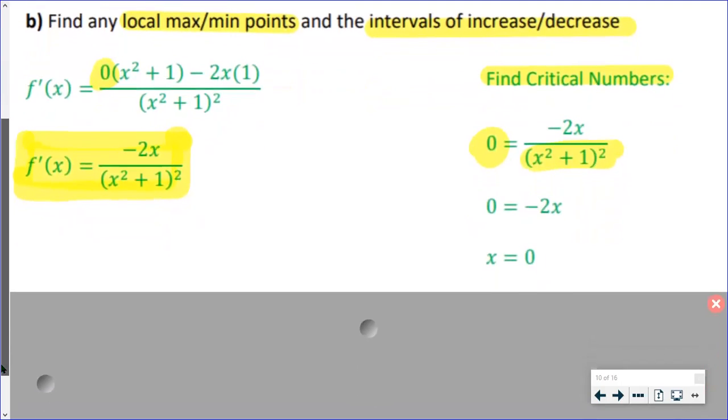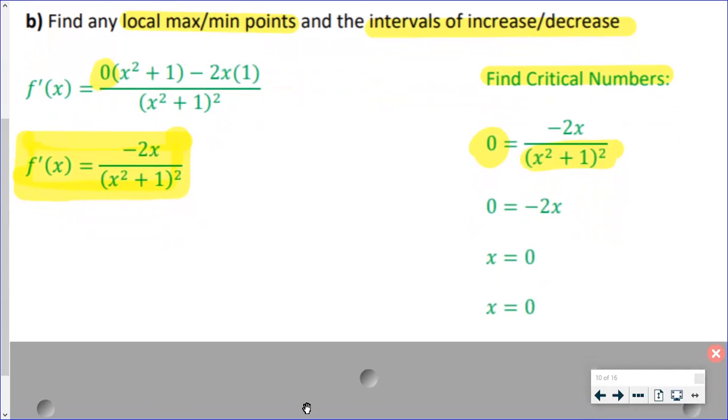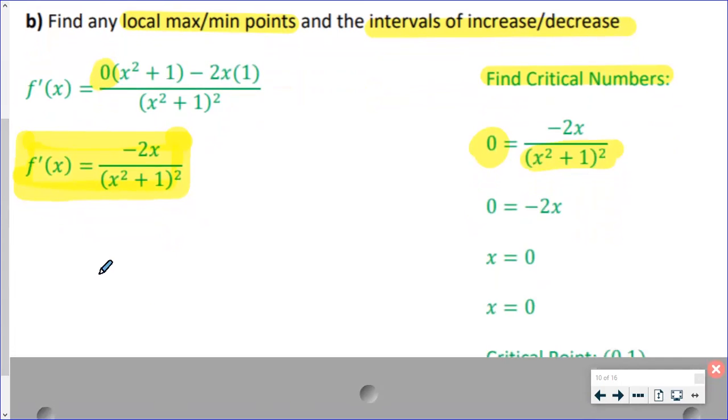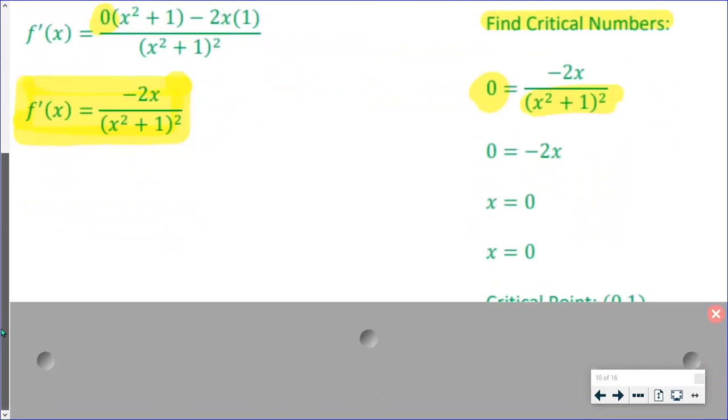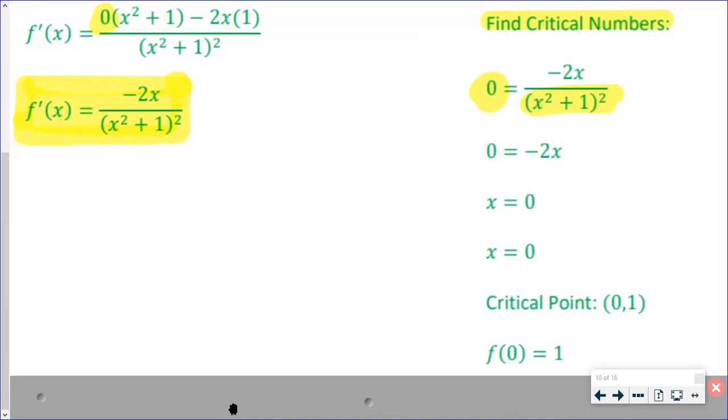In order to get the y value of the critical point, I have to substitute not back into the first derivative, but into the original function. So to find a clear critical point, I need to figure out the value of f of 0, not f prime of 0, but f of 0. That gives me a critical point of (0, 1). So this particular function only has one critical point according to the first derivative test.